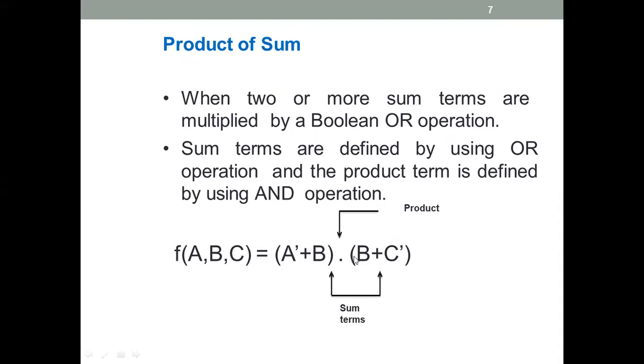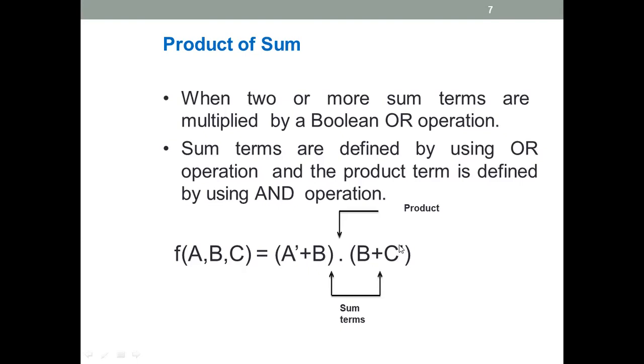And we have the AND operator in between. When two or more sum terms are multiplied by the Boolean operation, for example the sum A bar plus B. Here A dash is nothing but A bar. At each and every time it is not possible to give the underline, so I'll just use the A bar. So A bar plus B, dot, that is the AND operator, B plus C bar.